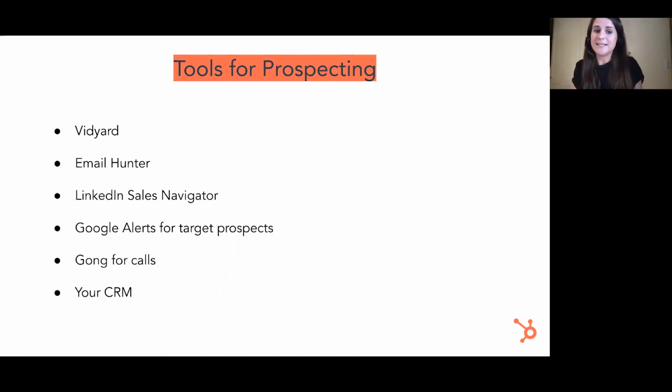As well as that, LinkedIn Sales Navigator. I won't go into this. I know this is teeing you up for another session. I think you're doing the next WeWork Lab session, which is actually on LinkedIn. So LinkedIn is a hugely important and helpful tool for prospecting. Google Alerts for target prospects can be great as well.